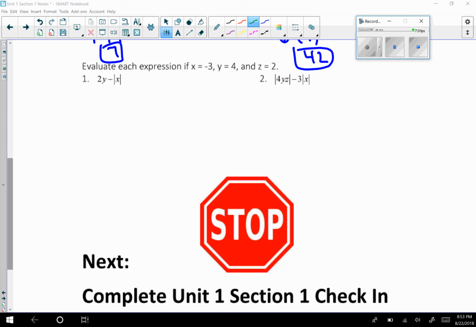And then for the last part, we are going to continue to evaluate expressions, but we've got more variables involved. We're given integers for each variable, so we'll still just be plugging in where we see those variables. For the first one, we have 2y minus the absolute value of x. So I'm going to rewrite my 2, replace the y with 4, and I have minus the absolute value of x. They tell me that x is -3, so I'm going to plug in -3. 2 times 4 is 8, minus the absolute value of -3, which is 3. So then I have 8 minus 3, and I get 5.